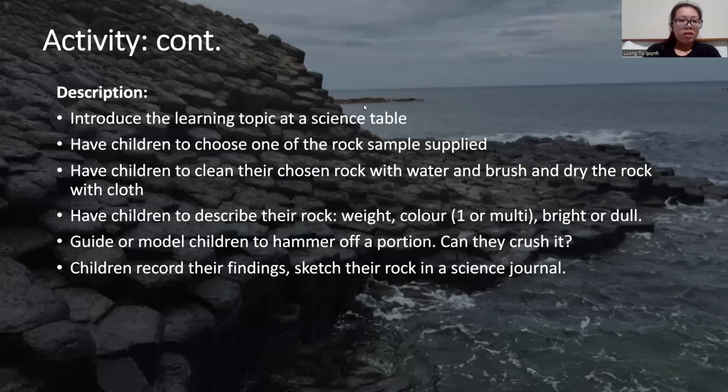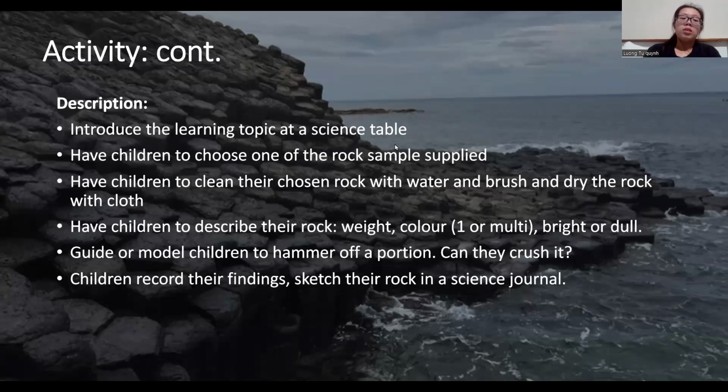Description. Educators introduce the learning topic at a science table, have children choose their favorite rock samples, clean the chosen rock with water and a brush, and dry the rock with a cloth. Then children describe the rocks: the weight, the color, can they see if it's bright or dull? The educator guides or models how children hammer off a portion. Can they cross the rock? Children record their findings and store the rocks in a science journal.